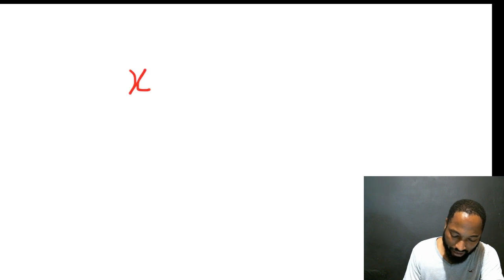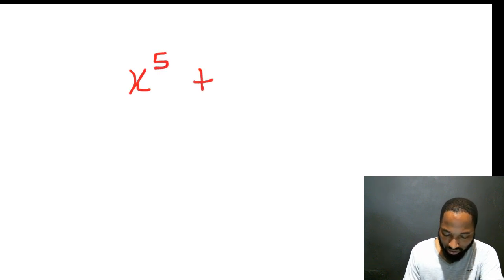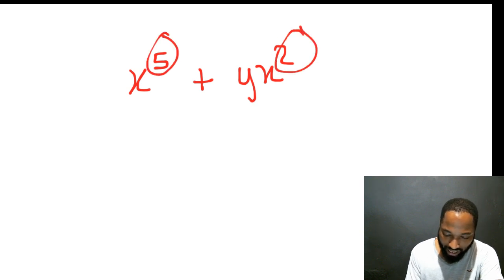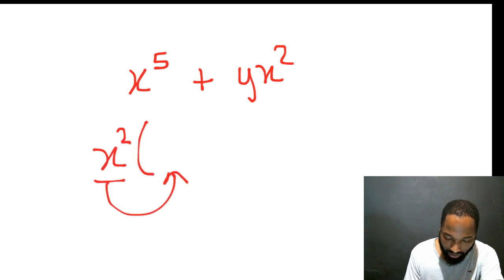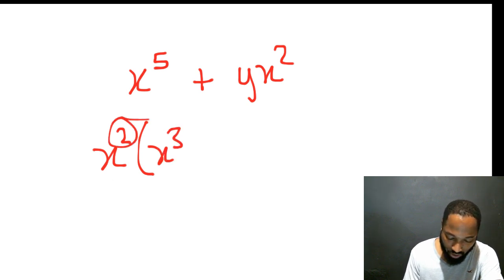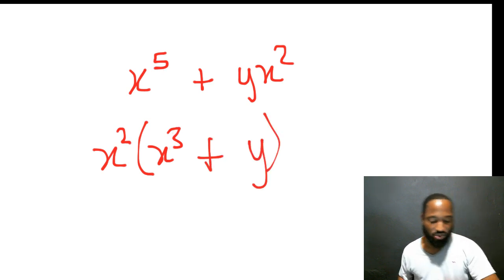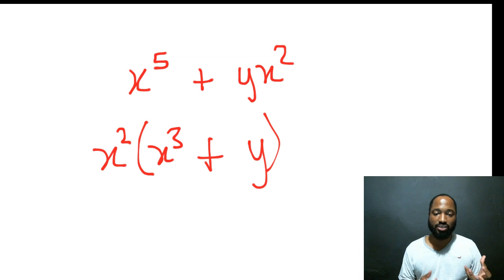So if I have x to the power of 5 plus, let's say, y times x to the power of 2, and you have to factorize, you need to come here and see what's common. What's common here is actually x to the power of 2, so you can pull out an x squared. To figure out what term to put there is like the reverse of what we're doing just now. It's going to be x cubed, because 2 plus 3 will give me back the 5, plus y. So that's how factorization works.